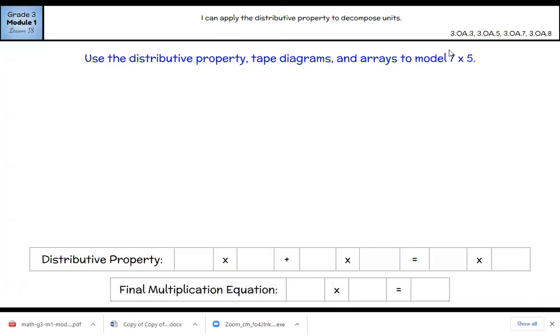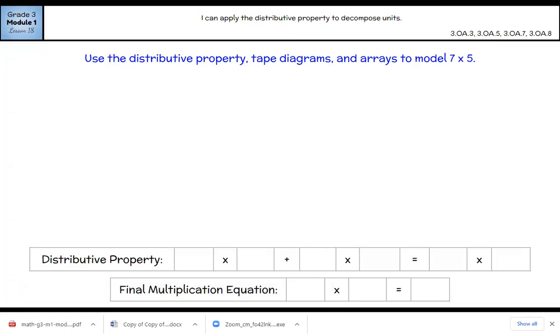Okay, use the distributive property, tape diagrams, and arrays to model 7 times 5. So we've got quite a bit of work to do here. We've got to do 3 different things to solve 7 times 5. So first, let's look at the distributive property, okay?